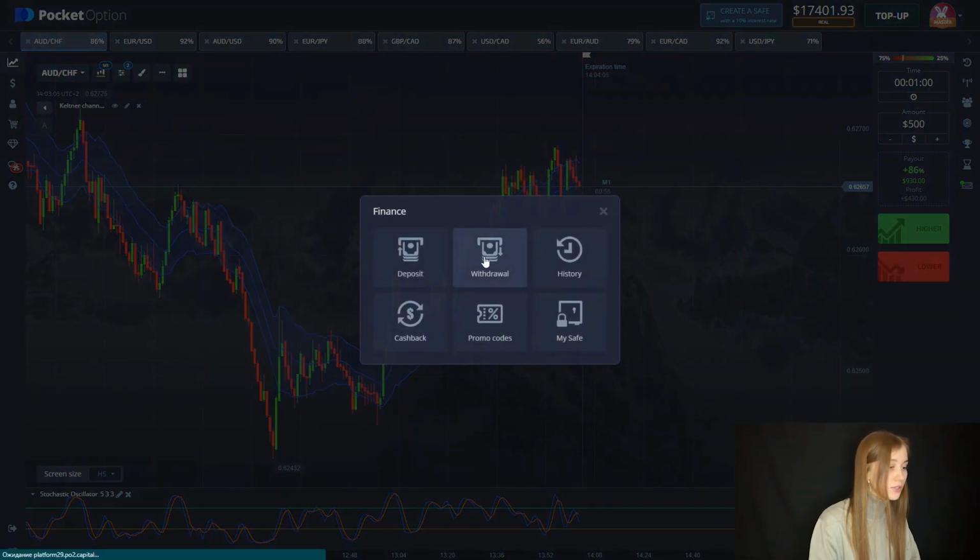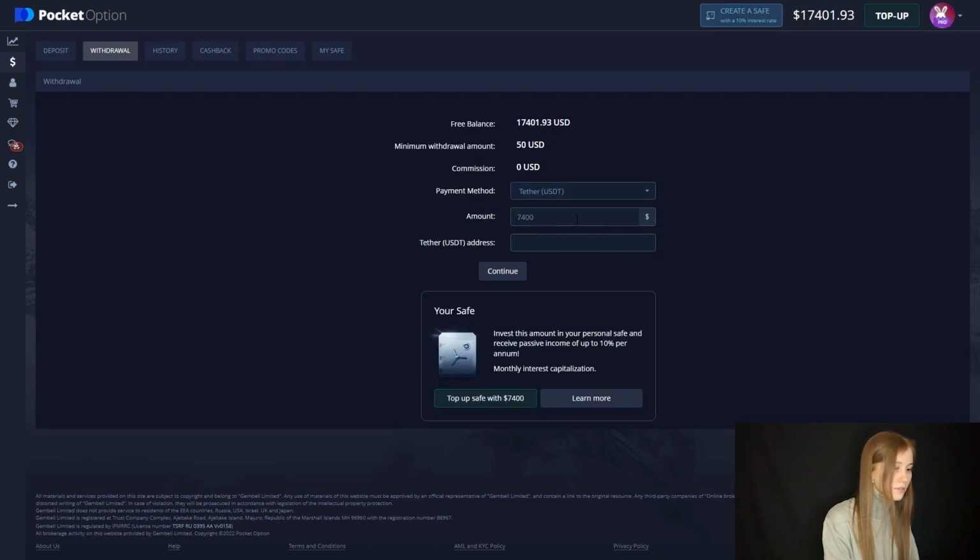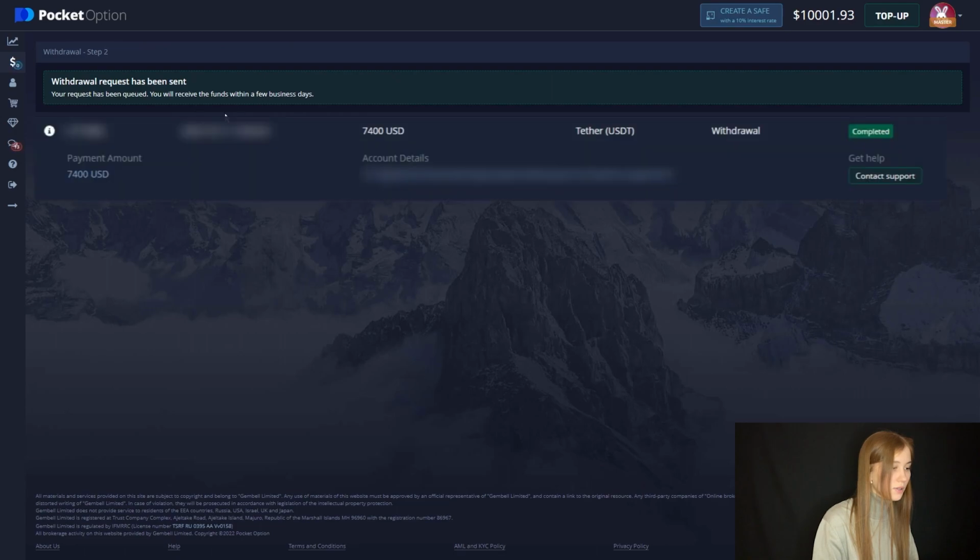We can make a conclusion and withdraw our money. Let's withdraw 7,400,000. So we press continue. Our operation is successfully completed, and I'll attach a screenshot after this.